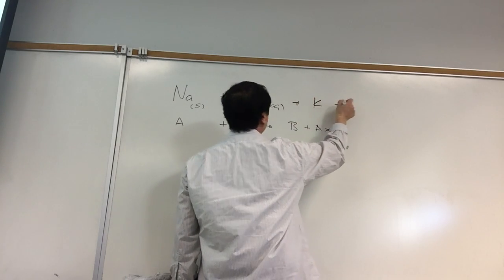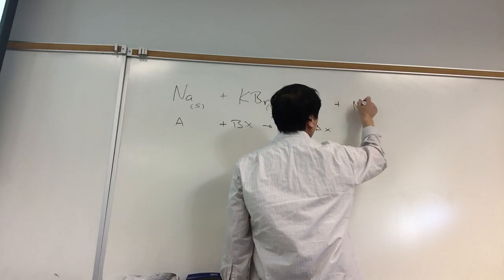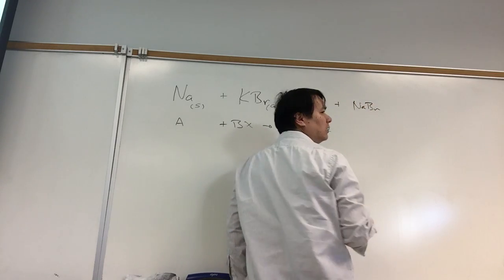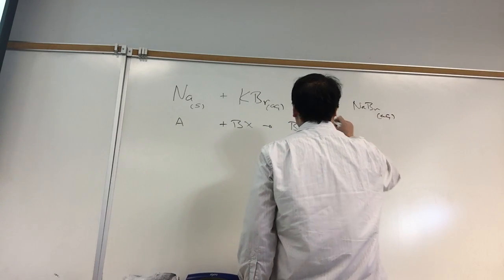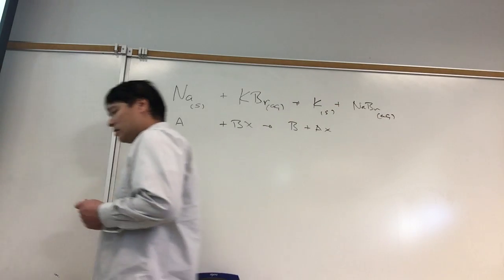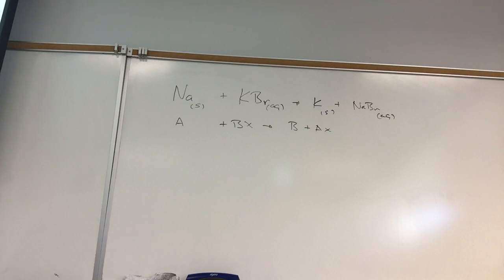B is potassium, and AX is sodium bromide. Sodium bromide is soluble, all sodium salts are soluble. Potassium should be a solid, it's a metal. Is this what you get? I'll tell you, you might not have gotten this, but every semester, maybe 10% or 15% of the class gets this. Sometimes it's been even greater, 20% of the class gets this.